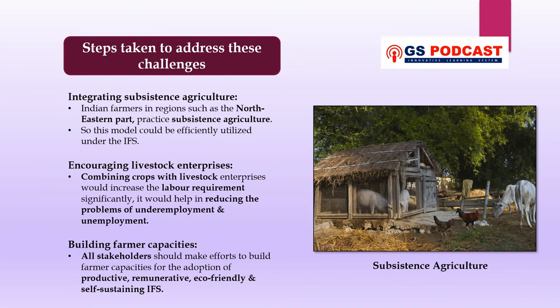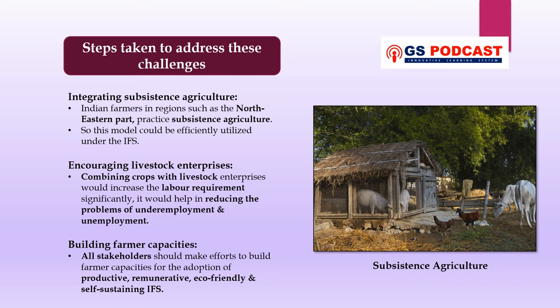Now let's see what are the steps or what can be done to address these challenges. So first one is integrated subsistence agriculture. Indian farmers in many regions such as the northeastern part practice subsistence agriculture, and they also have a rich traditional base in water harvesting, soil management, etc. So this model could be efficiently utilized under the integrated farming system as well as for increasing the farm productivity.